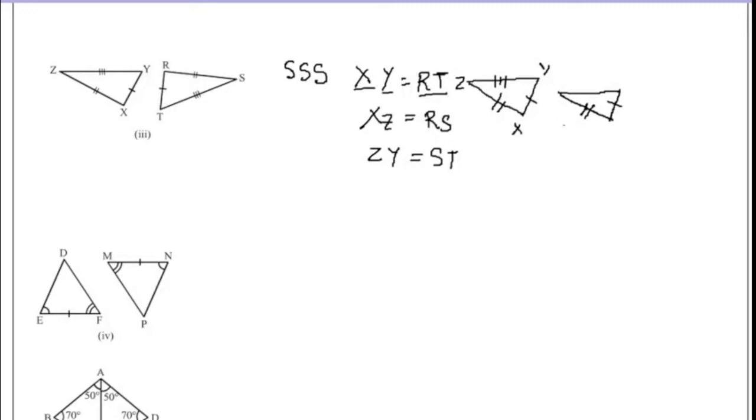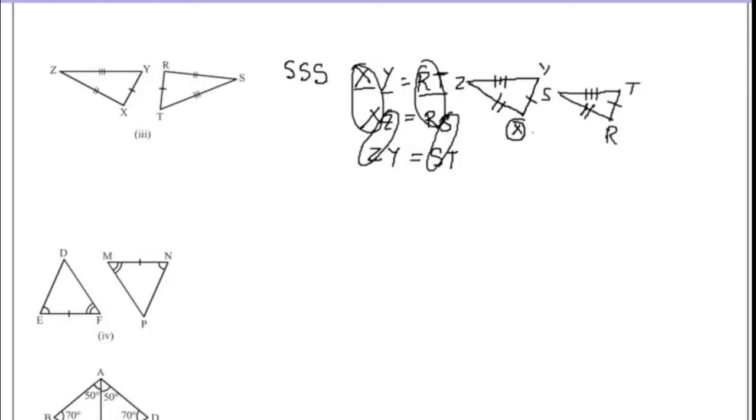Okay, the second side is XZ is equal to RS. So R is the one which is common. We have X over here, we have 2X here and we have 2R here. So let's write R here. Now, looking at the third side, we have ZY is equal to ST. Now here ZY, we have the Z and Z same here and S same here. So let's write S and T.